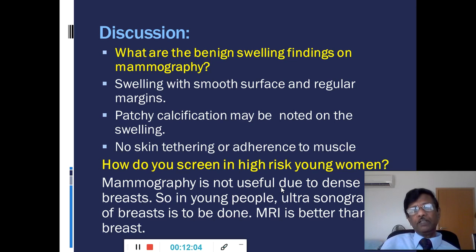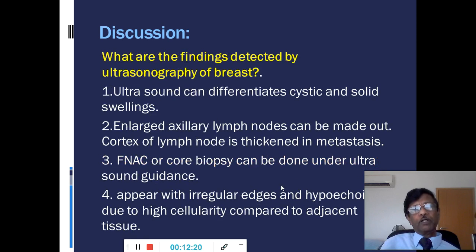How do you screen in a high risk young woman? Mammography is not useful due to dense breasts. So in young women, ultrasonography of the breast is to be done. MRI is better than ultrasound of the breast. Yes, in a young woman, it is ultrasonography, or in a high risk woman, MRI is the best choice for screening of the breast.